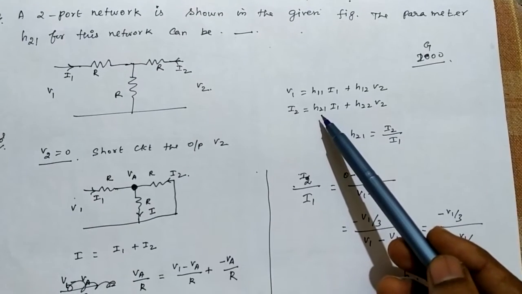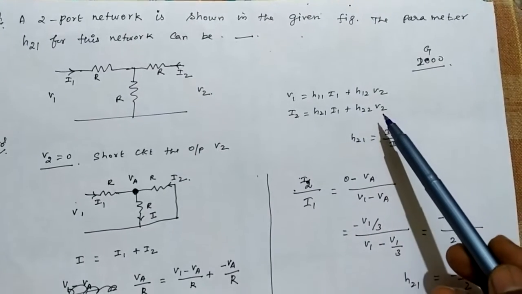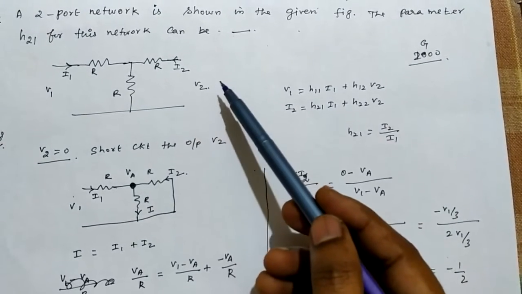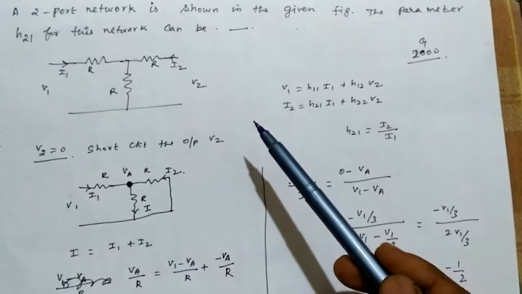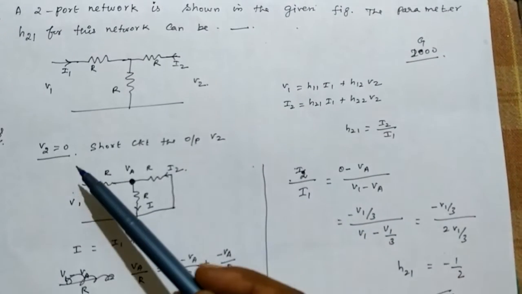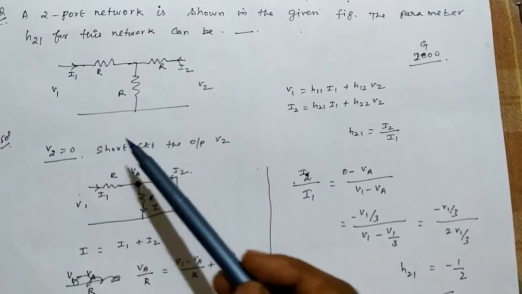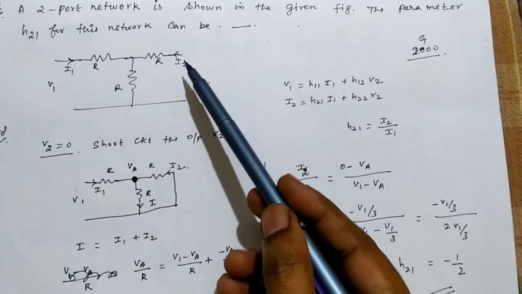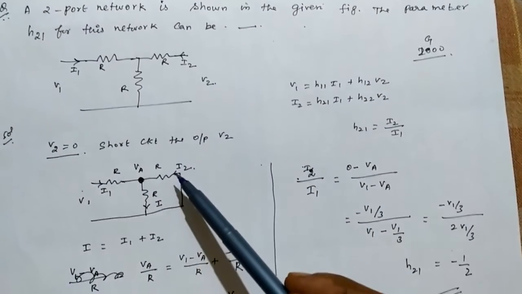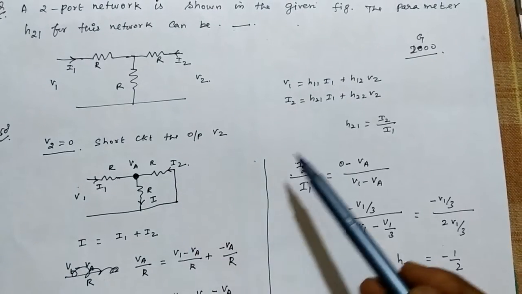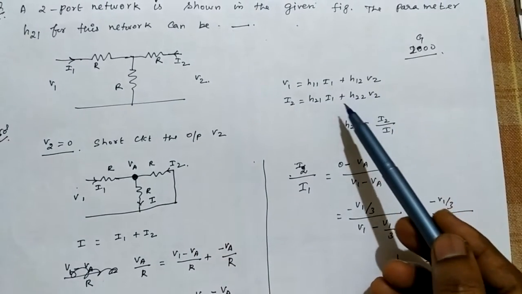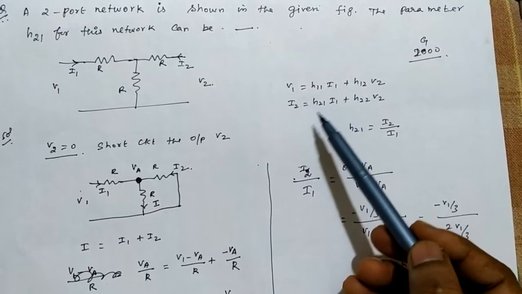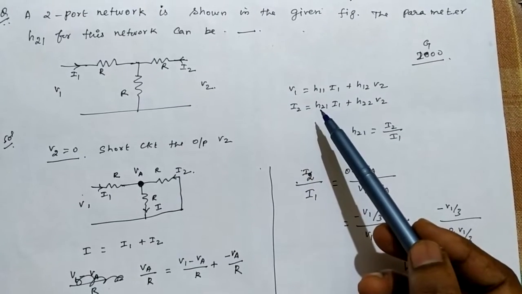H21 can be calculated by making V2 equal to 0. That is, we make the output terminal voltage equal to 0. That means V2 equal to 0 can be achieved by short circuiting the output terminal. You short circuit the output terminal, right? So when we make V2 equal to 0, at that time we have I2 divided by I1 equal to H21.